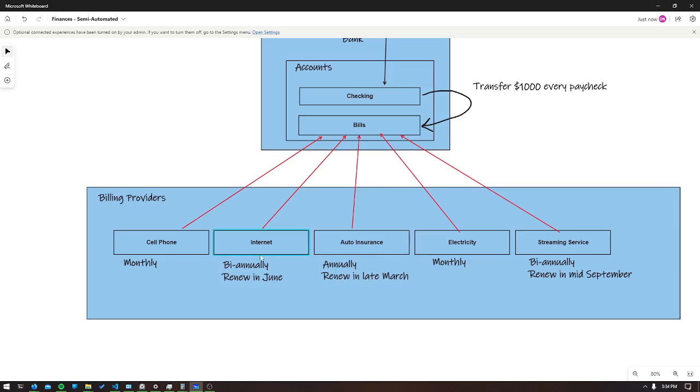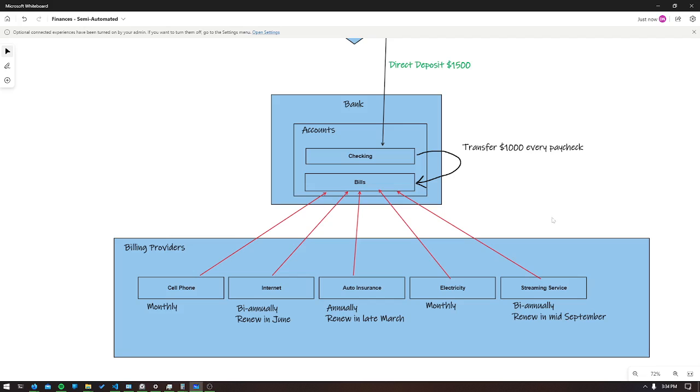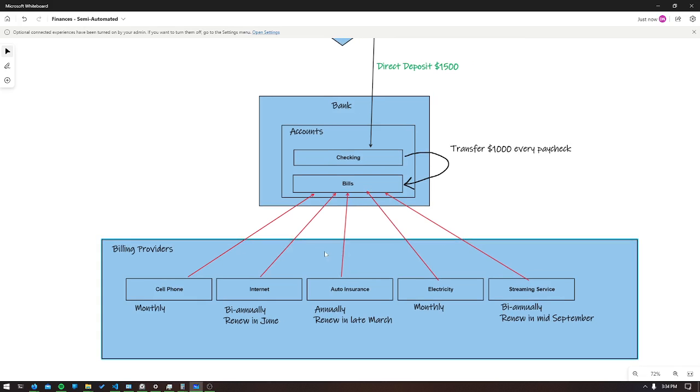And for the sake of example, say this one renews in June, this one renews in March, this one renews in September. So each of these longer term bills are renewing at different time periods throughout the year. Right, so this is an example set up here of how to do this. And the good thing is that, on a week-to-week basis, you don't have to log into your bank and click any buttons to do anything. All the money is getting taken out automatically from all these billing providers.